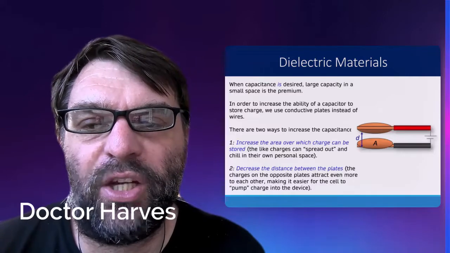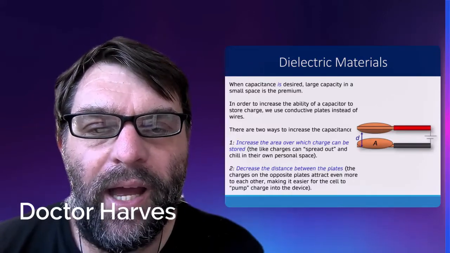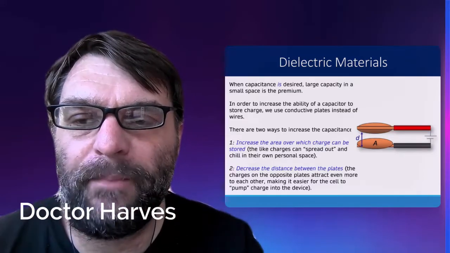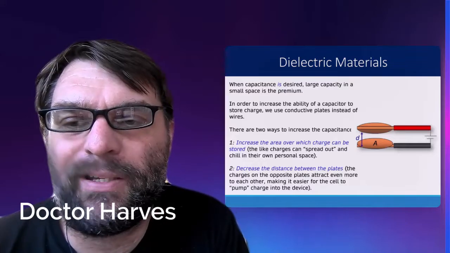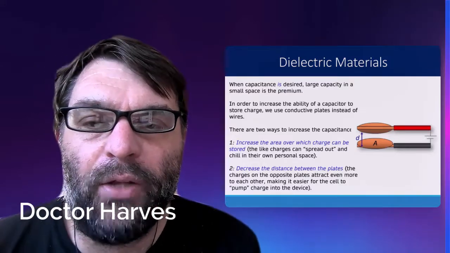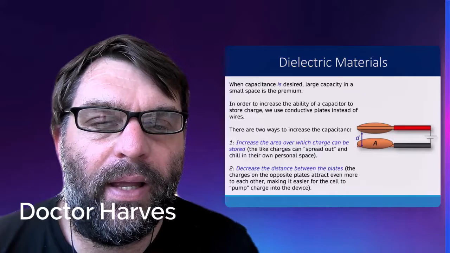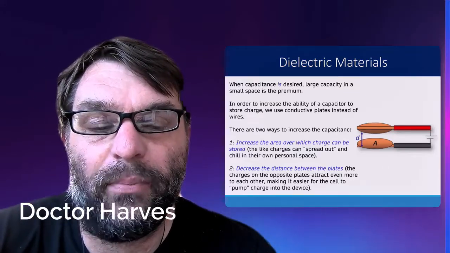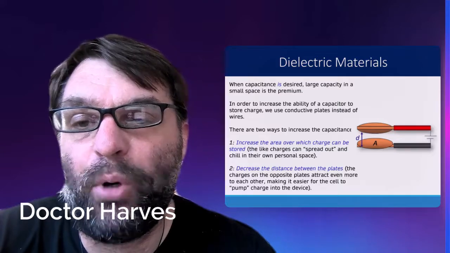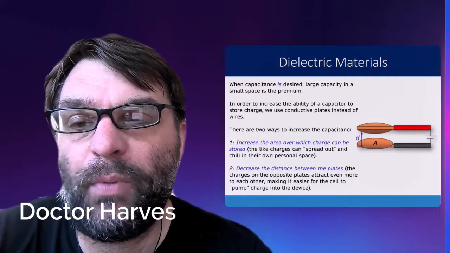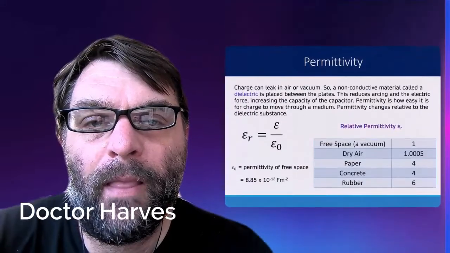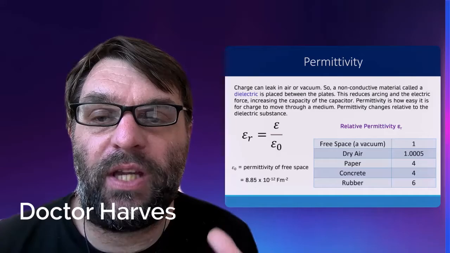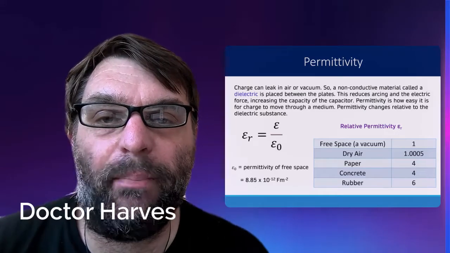This increases the attraction of the opposite plates to each other, and therefore it's easier for the electromagnetic force to be applied across a smaller distance in terms of the electric field, than if it was a larger distance. So it's easier for the charges to basically be pushed off the other corresponding plate. And this is all down to the permittivity of the material inside the capacitor.